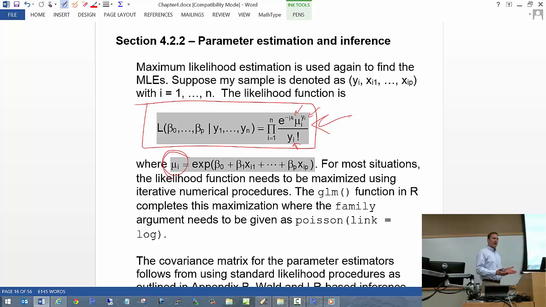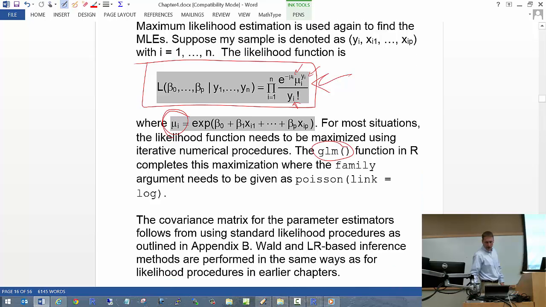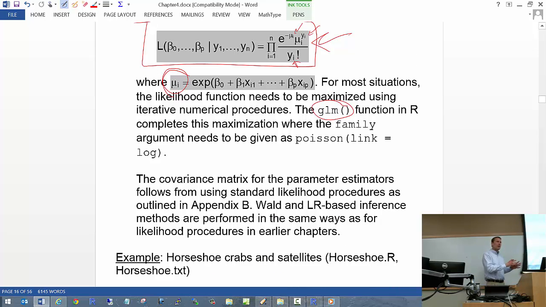The easiest way to do this then is to use the GLM function in R, where everything that we did in Chapter 2 is going to work out here in terms of the syntax. The one difference is going to be what you do with the family argument. Remember before we used family equal binomial, parentheses, link equal logit, in parentheses. Here we're going to say family equal Poisson, link equal log.